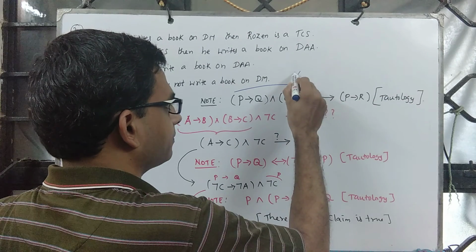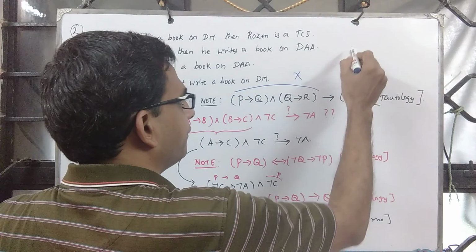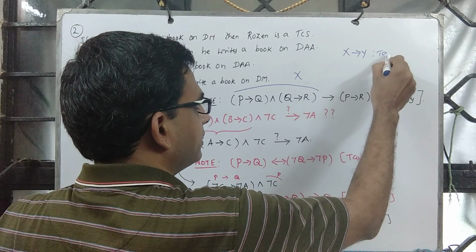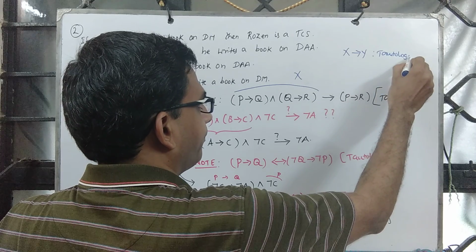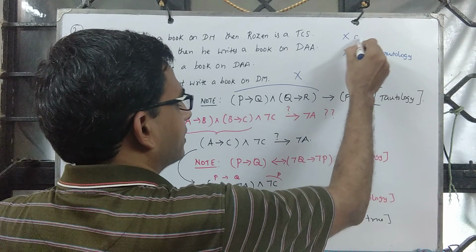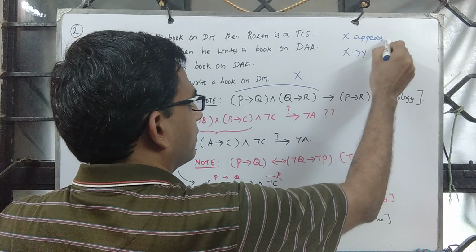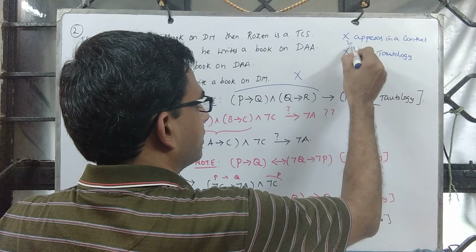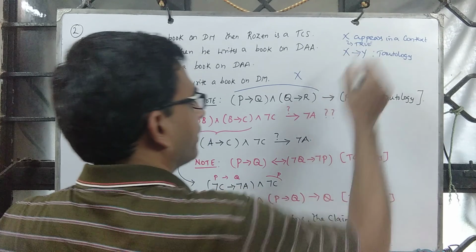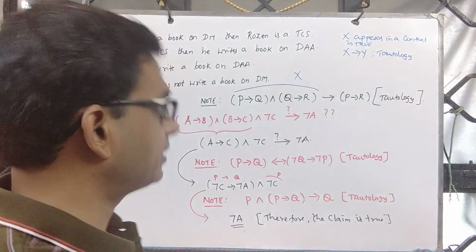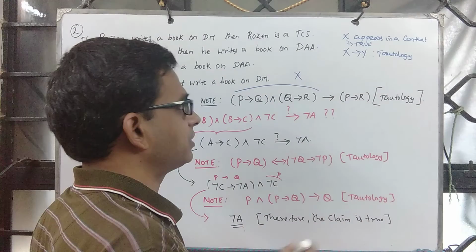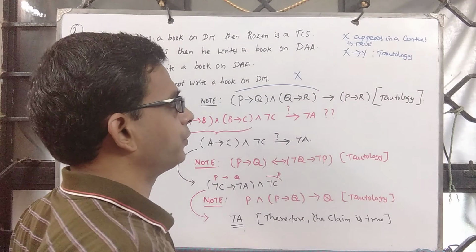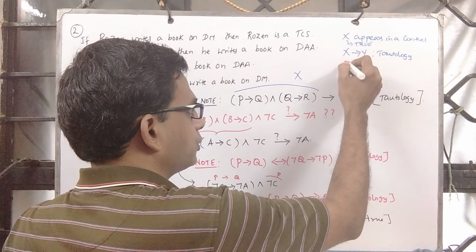Let this be X. And we know that X implies Y is a tautology. X appears in a context, which means this one is true, and X implies Y is a tautology. What does that mean? For all possible values of this and this, the expression is evaluated to true. So X appears, it is true.